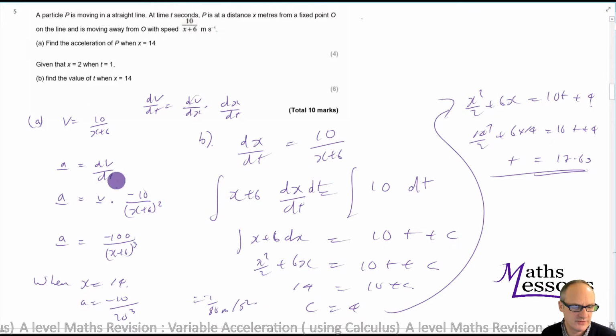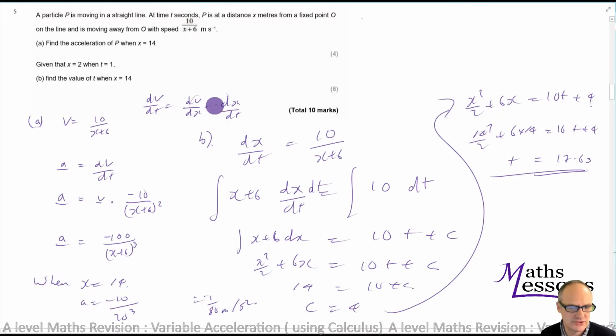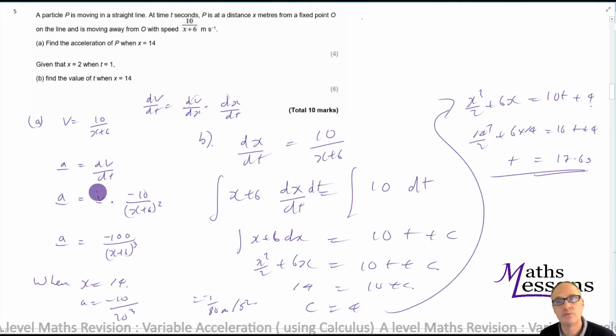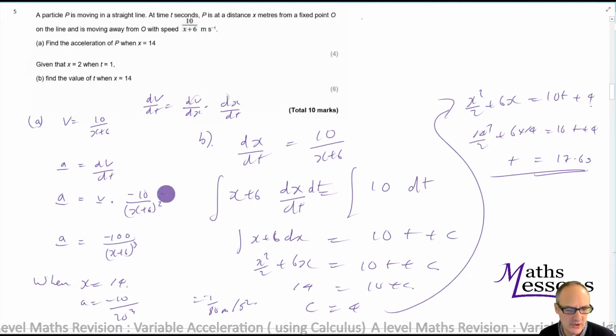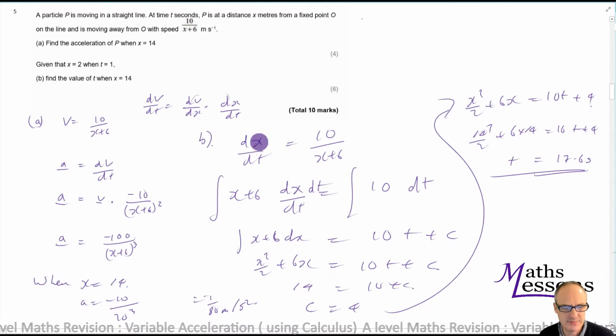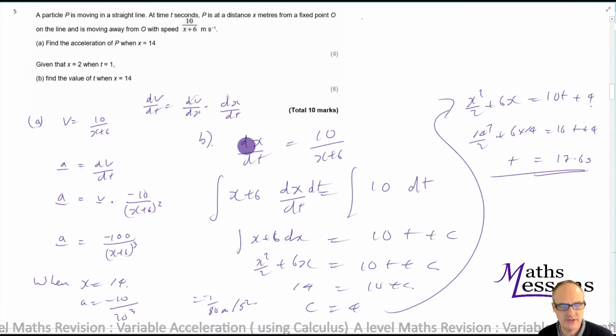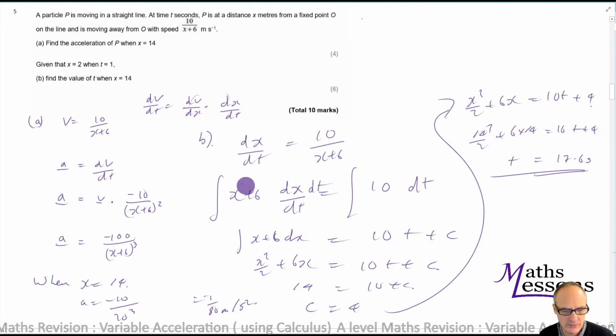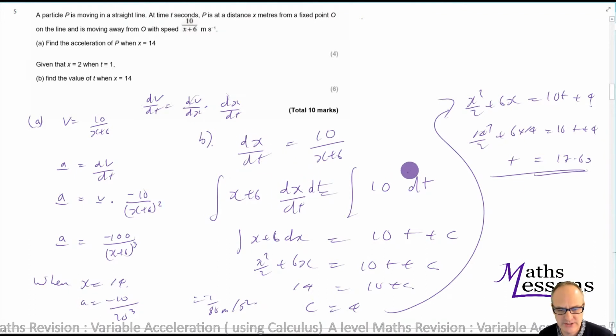So essentially, all you've got to remember is this. If you wanted to have a go at these types of questions, when you've got v in terms of x, you're going to need to use the chain rule to help you rewrite what a is. When you want to find the displacement, the distance traveled, then you've got to realize you're solving a differential equation and you need to get all the x's on the left side and all the t's on the right side. It's going to be separating the variables.